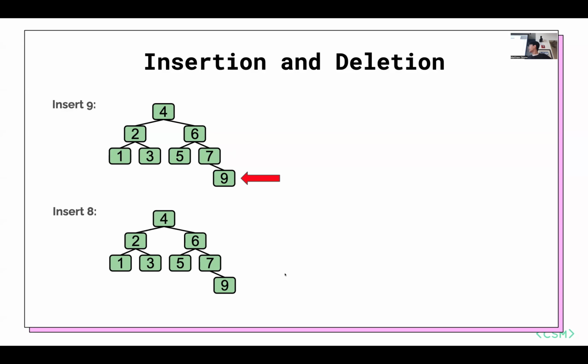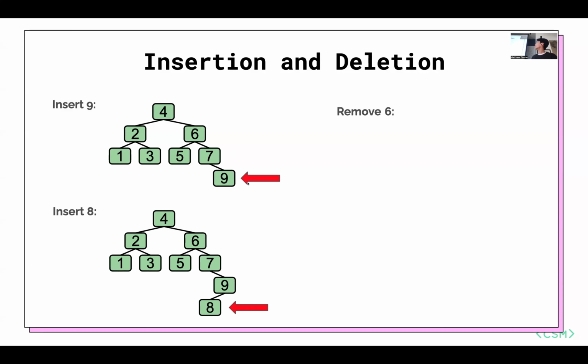Now, if we want to insert 8, we do the same thing. We go from 4 to 6 to 7, but now 8 is less than 9. So we insert 8 to the left of 9.